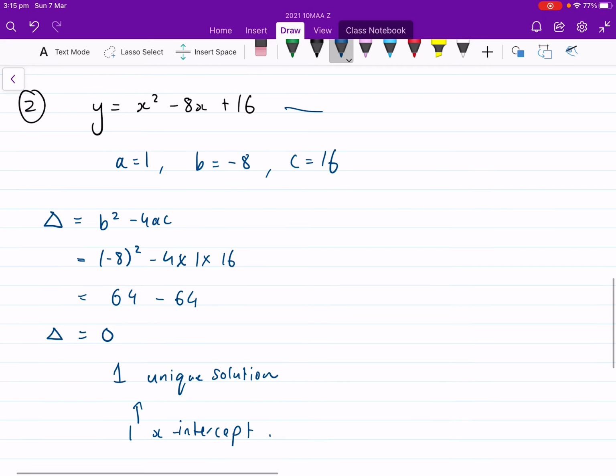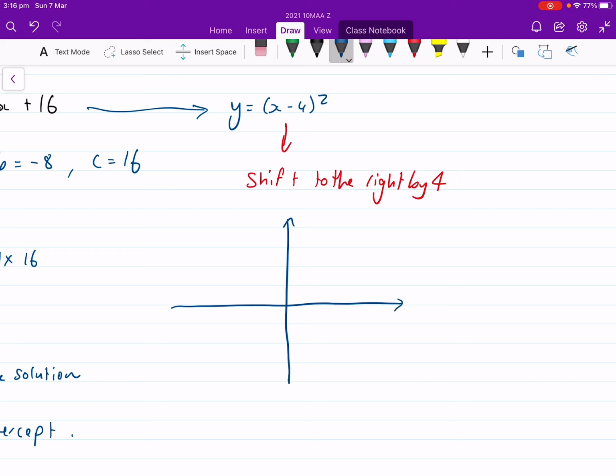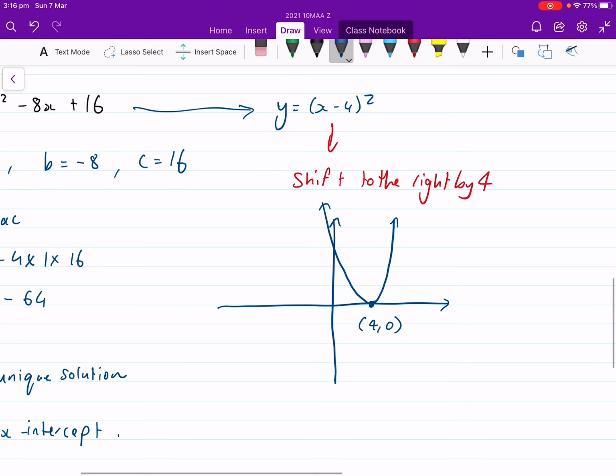Now, I could actually rewrite this equation as y equals x minus 4 all squared, which I know as a shift to the right by 4. And if I was to sketch this on the graph, apologies about my axes, it would look something like this, where here this would be 4, 0. So it's only hitting the x-axis once.